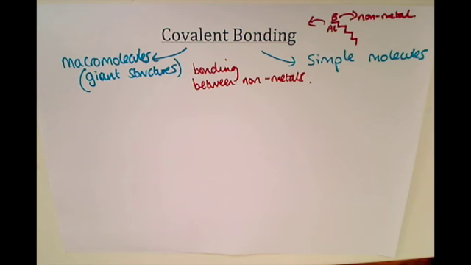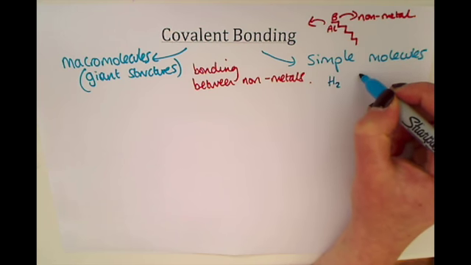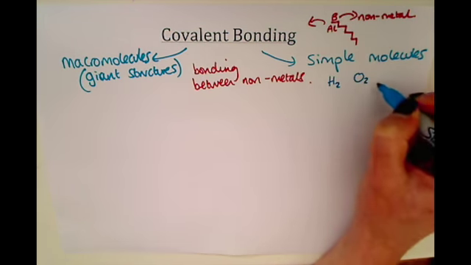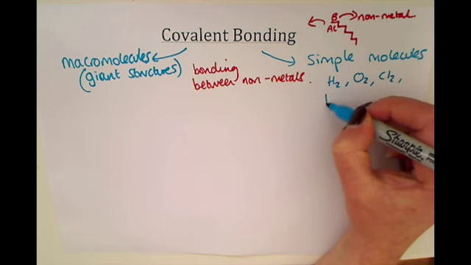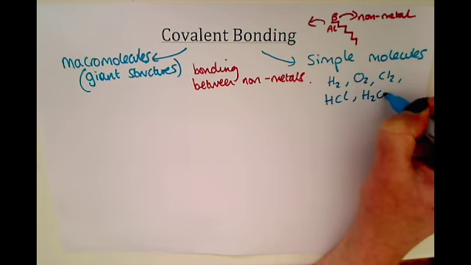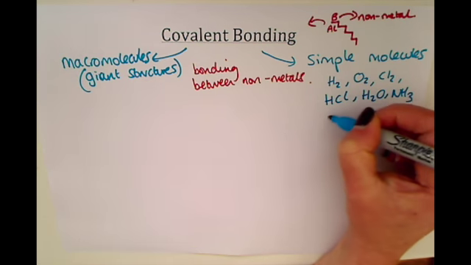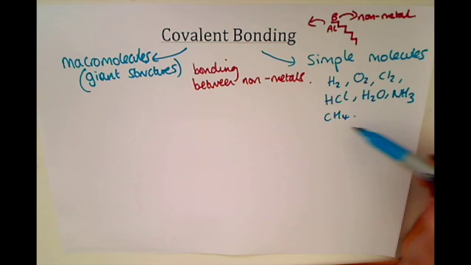Some examples of simple molecules that we need to know about are things like H2, O2, Cl2, HCl, H2O, NH3, which is ammonia, and CH4, which is methane. We need to be able to draw these and recognise these as covalent molecules.